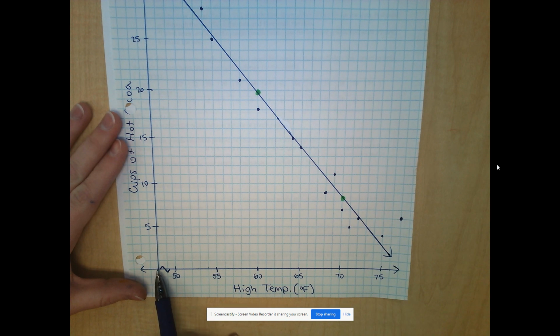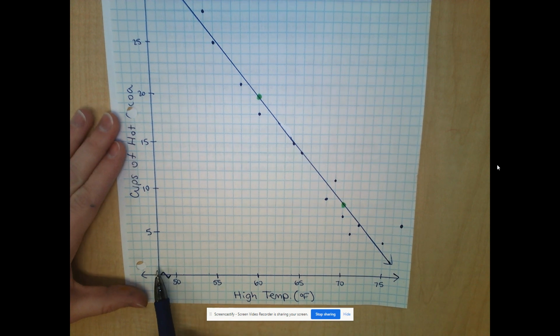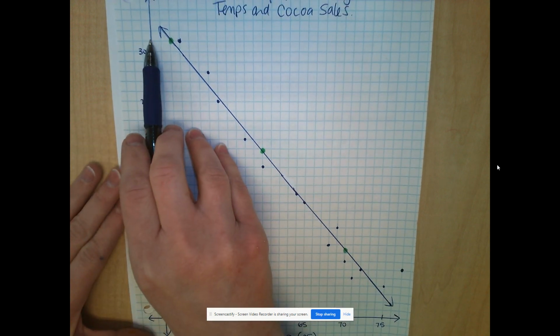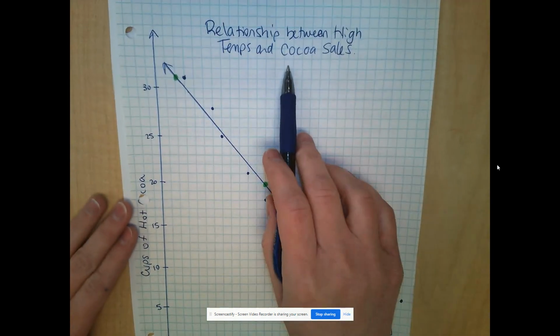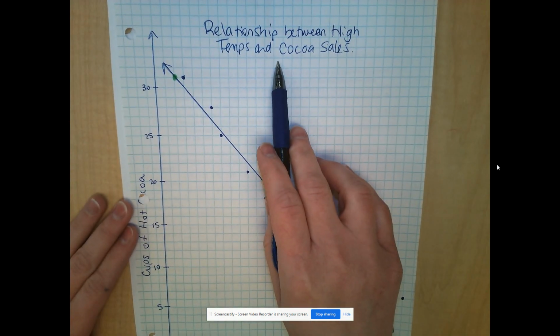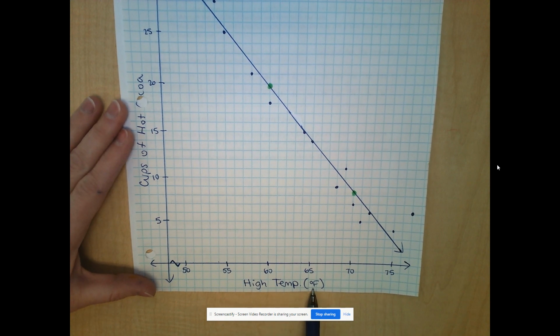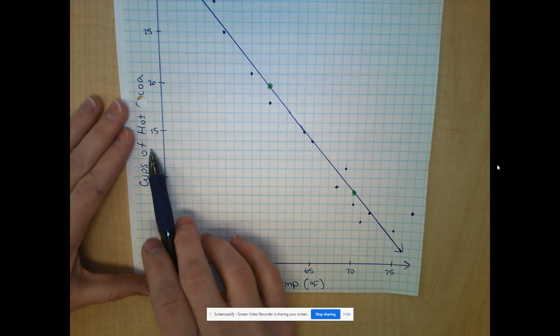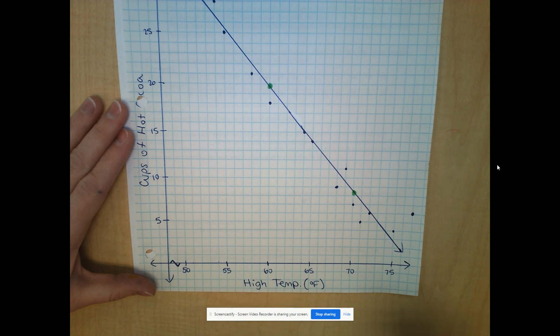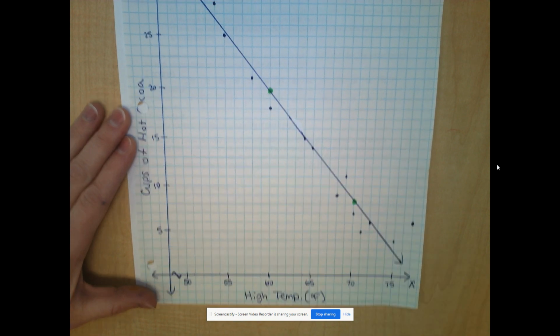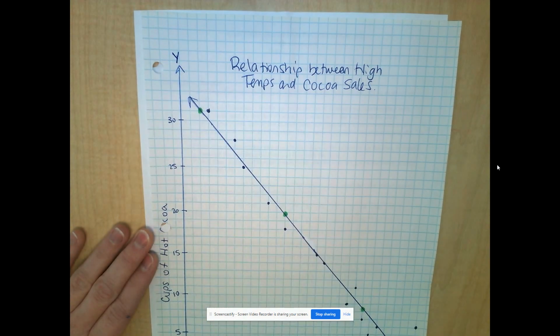Next, on the y-axis, which is the dependent, I did cups of hot cocoa. Notice I don't have a break there, and I had enough space to count by ones. I started here at 0 and was able to fit all the way up to the highest number, which was 31. And I have a title, relationship between high temps and cocoa sales. My x-axis, high temp, and I have a unit, degrees Fahrenheit, and my y-axis, cups of hot cocoa. Cups is the units. So over here, my x-axis, and up here, my y-axis.